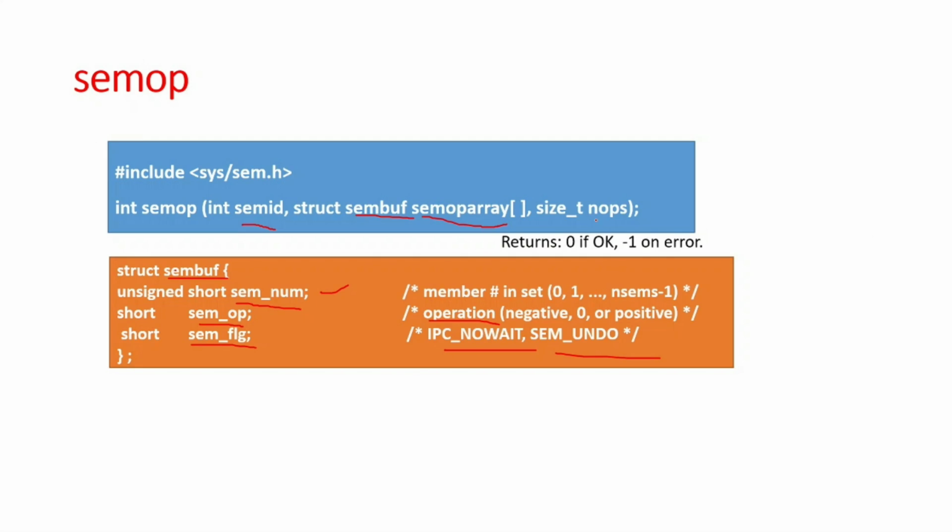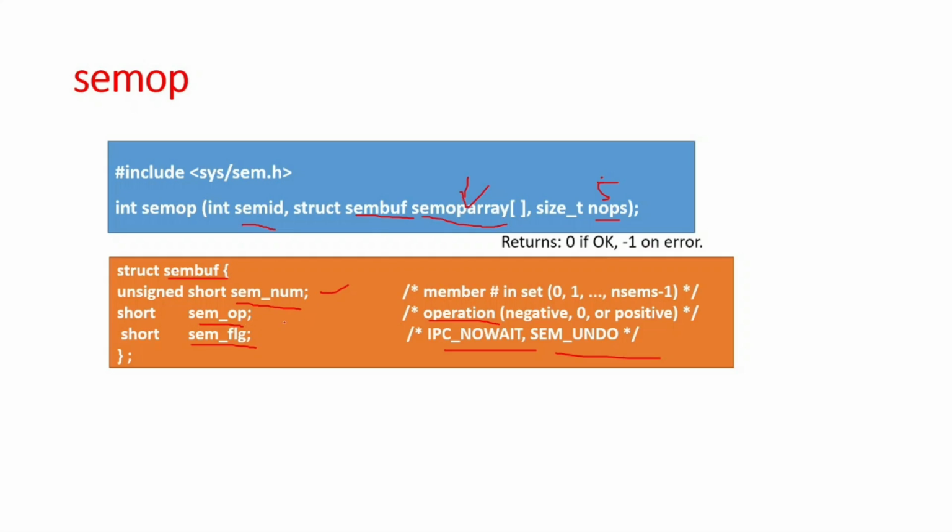And the last argument is the number of operations. This argument specifies the number of operations in the array. So the total number of operations we are going to perform on the semaphore is given here. If I have the value as 5, then 5 operations we are going to perform on the semaphore, which are present in the sops array.